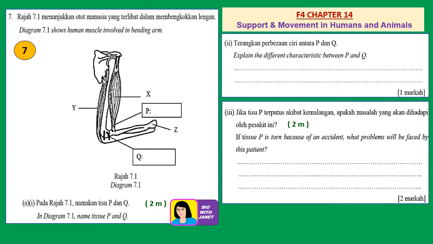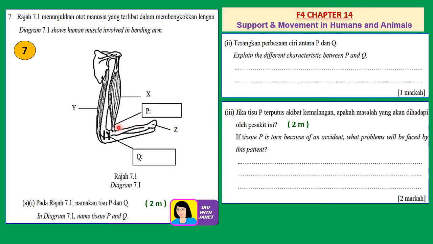The first question here is based on Chapter 14 of the Form 4 syllabus, Support and Movement in Humans and Animals. Now, diagram 7.1 shows the human muscles involved in bending the arm, right? Then, in diagram 7.1, name tissue P and Q. Okay, so we have to write the names here in the space provided.